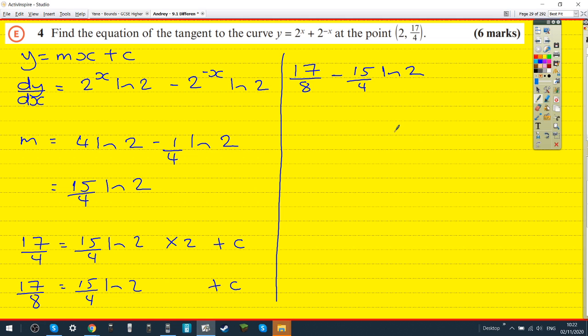And so that's my c, isn't it? Yep. And so is my final y equals mx plus c going to be y equals 15 over 4 ln 2 x plus 17 over 8 minus 15 over 4 ln 2? Yep. That's it.